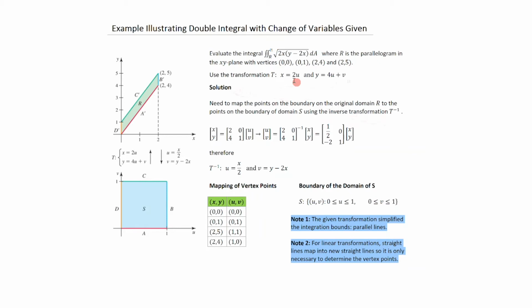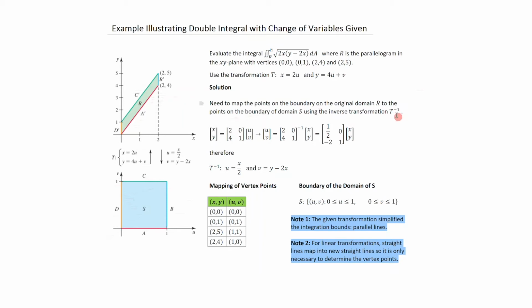Idea being that we can transform this, which is sort of a difficult object to integrate with, to something as simple as this, where we just have straight edges parallel to the axes. So with this transformation, we can then start to move ahead. And so what we need to do is map the points on the boundary of the original domain R to points on the boundary of domain S using the inverse transformation.